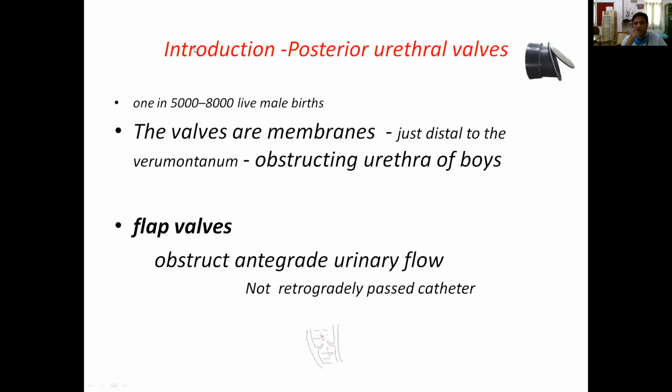The important thing is posterior urethral valves. The importance lies, though it is rare, seen in 1 in 5 to 8,000 live male births, in that it should be recognized early. Otherwise, during infancy, the child will succumb to the disease.